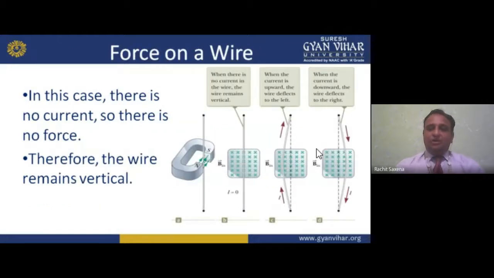Next, force on a wire. Now, if I want to understand the force on a wire, see, in this case there is no current, so there is no force. If there is no current, there will be no force. Therefore, the wire remains vertical. For example, I put a conductor, a wire, in a magnetic field. If there is no current in that wire, there will be no force.